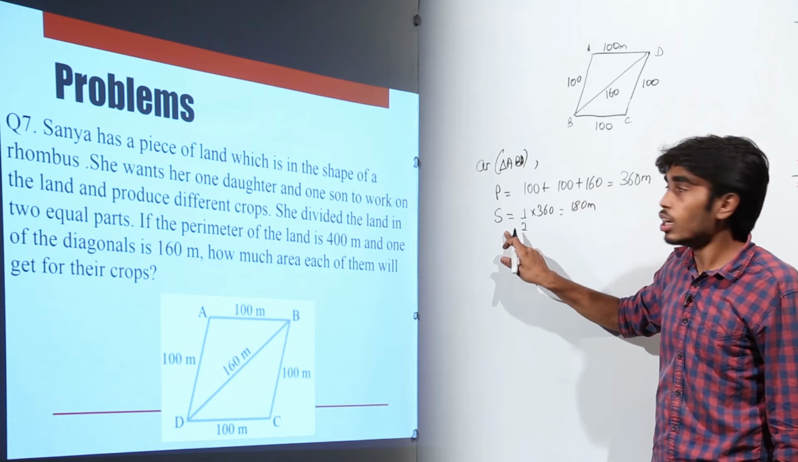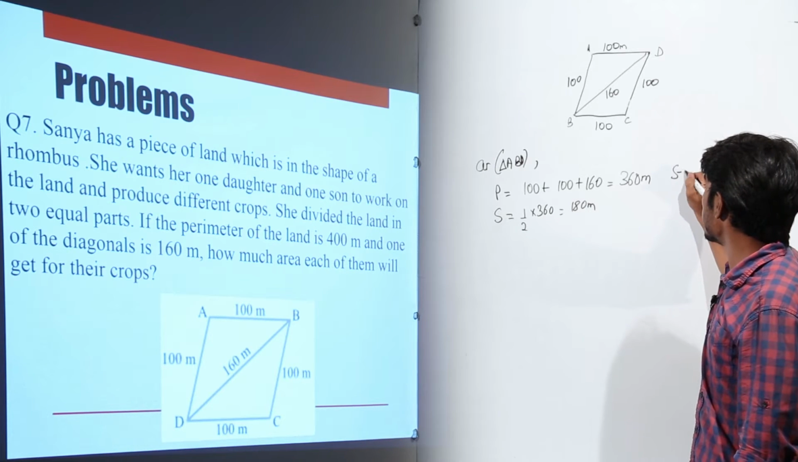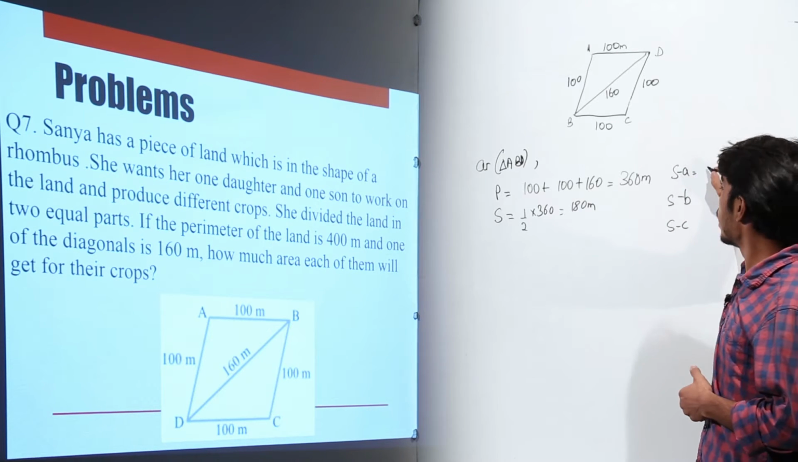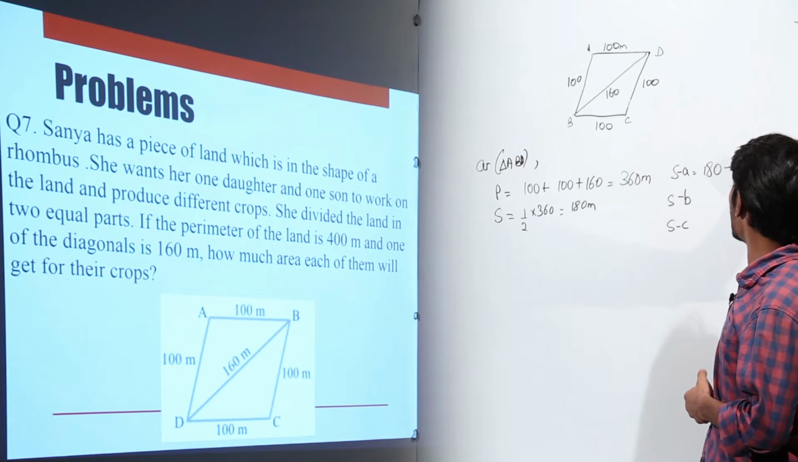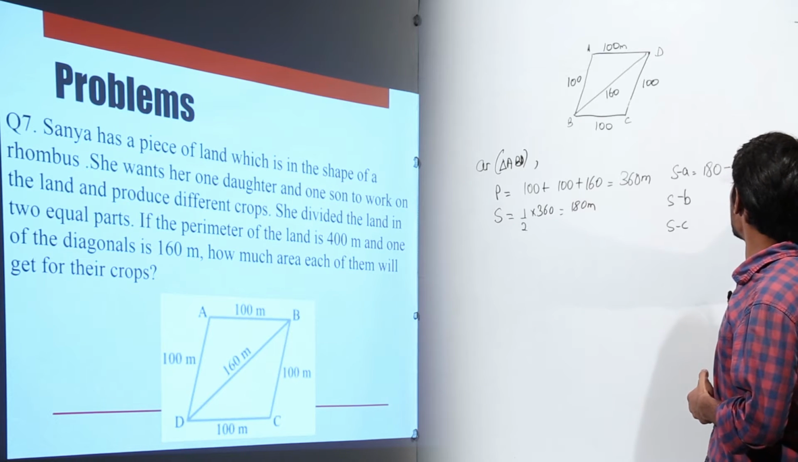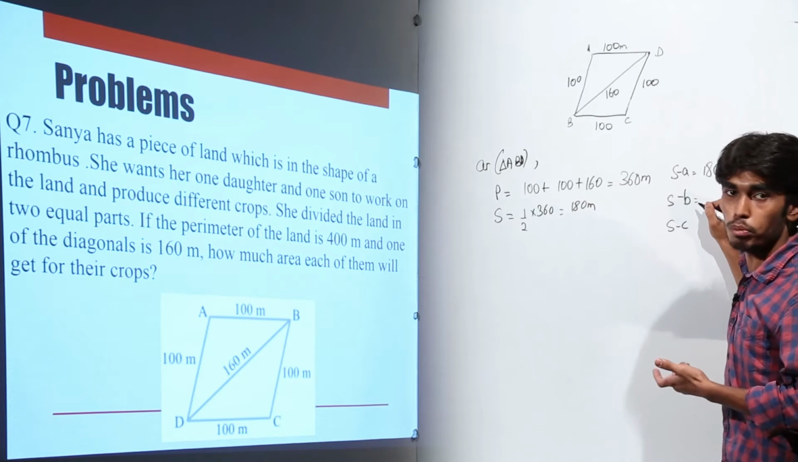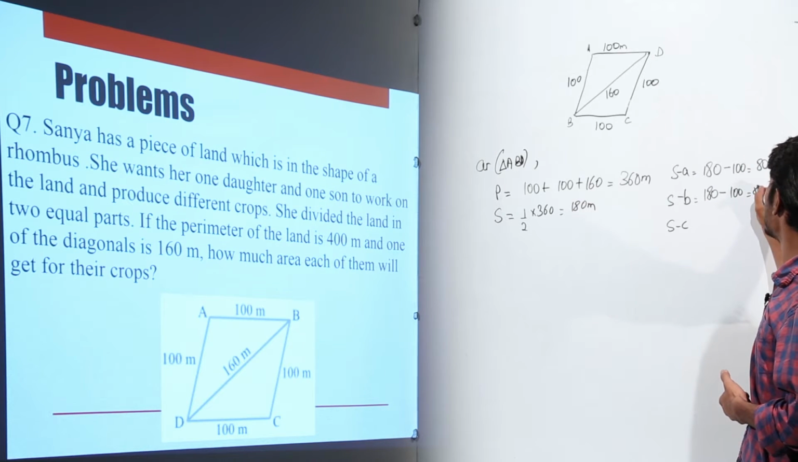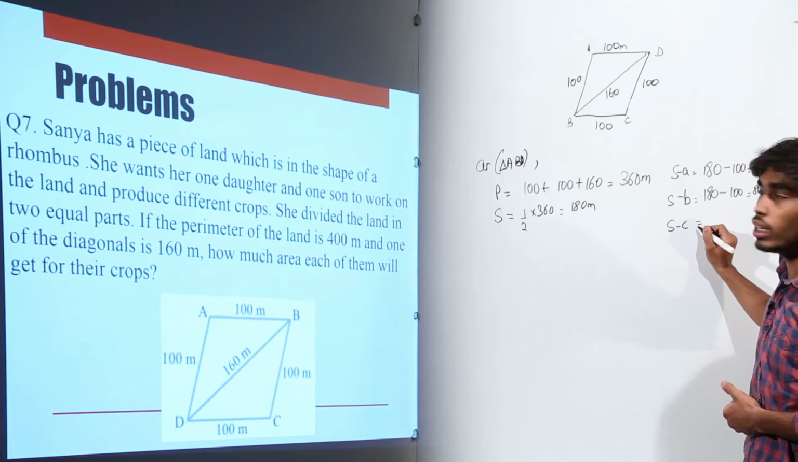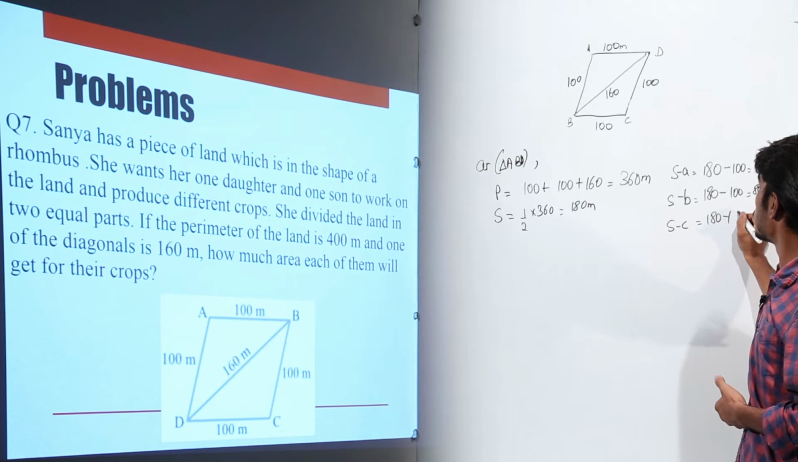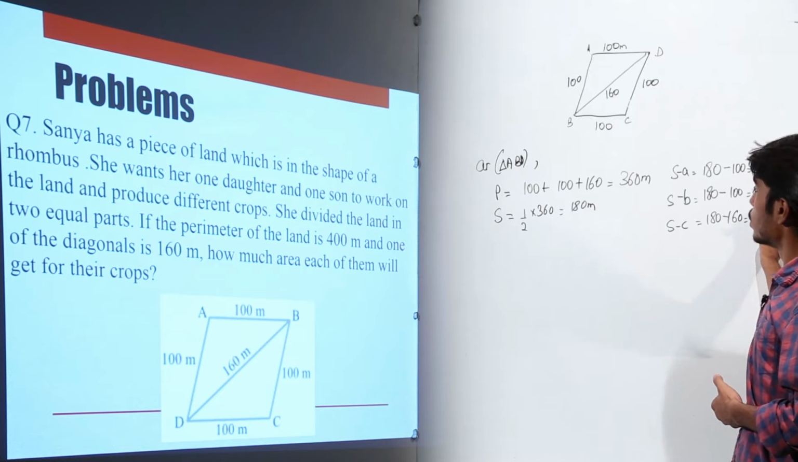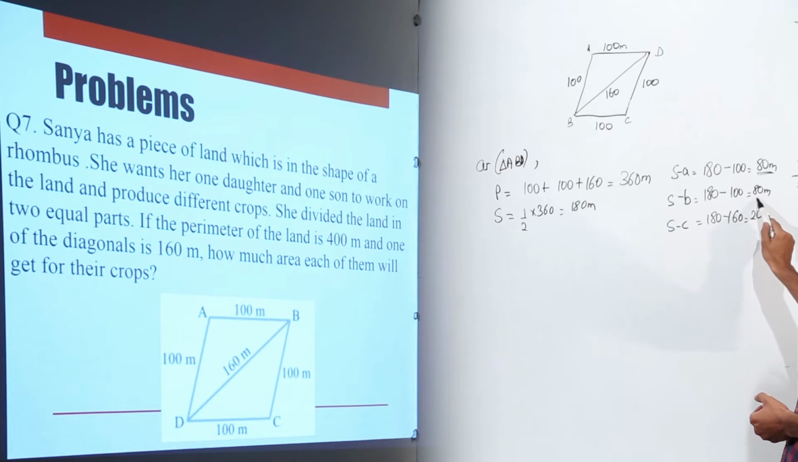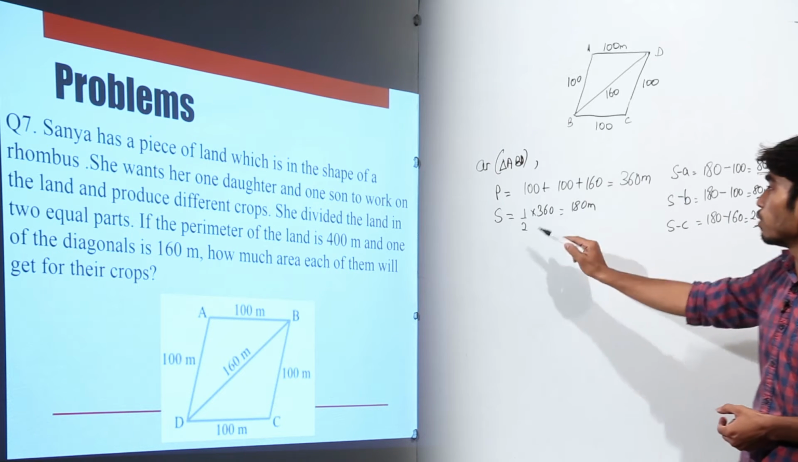We have calculated S. Now what we need to do is calculate S minus A, S minus B and S minus C. S minus A would be 180 minus 100, which is 80 meters. S minus B would be 180 minus again 100 equals 80 meters, and S minus C would be 180 minus 160, that is 20 meters. So now we have calculated the values of S minus A, that is 80 meters, S minus B 80 and S minus C 20, and the value of S.